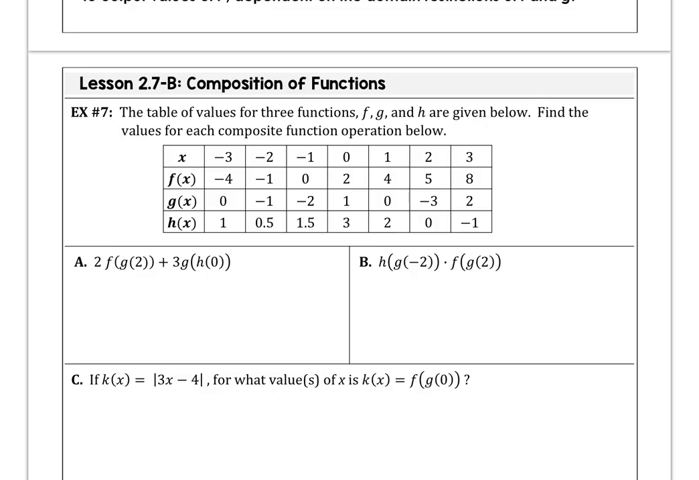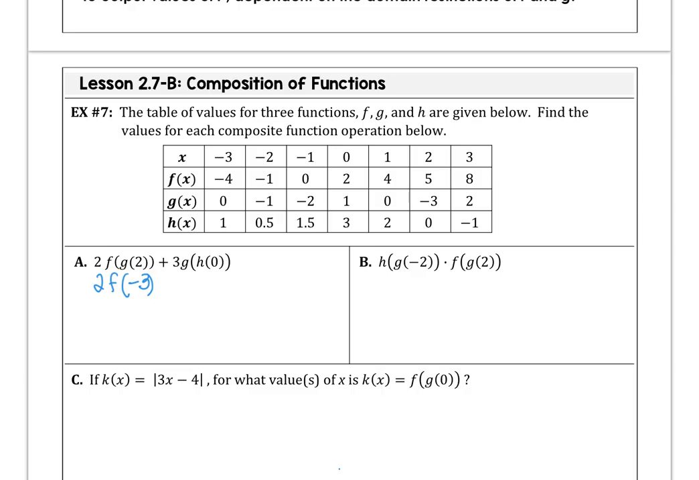Example 7 starts with three functions, f, g, and h. They're given as table of value type prompt, and we want to do 2 times the f of g of 2. So let's look at the g of 2. In the g function all the way over to 2, we got -3. So we have 2 times the f of -3.